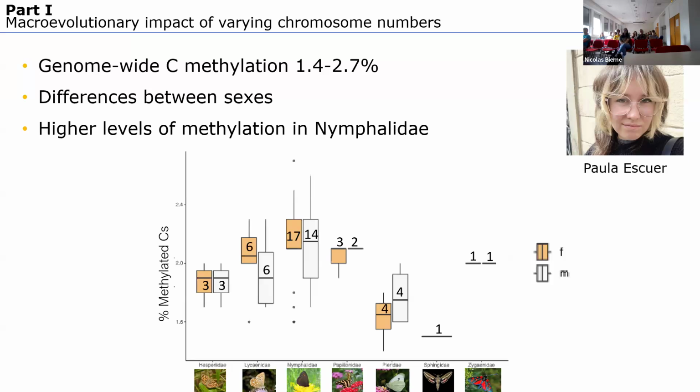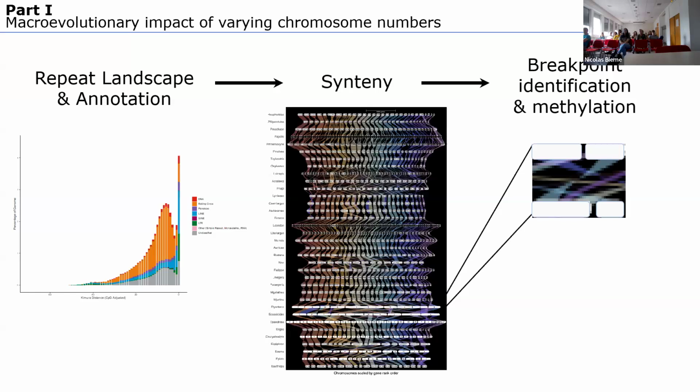We find there are differences between sexes, but there's some variation among the different families. Sample size is not that high. We actually get more reference genomes soon, so we will have more data on this. This is all just preliminary. So what we currently do is we annotate the repeat landscape, do the synteny analysis across all the species that we have, and try to identify the breakpoints and the associated methylation patterns.